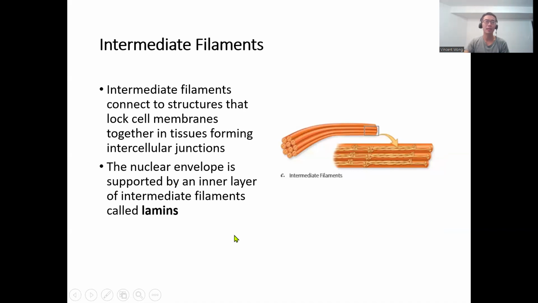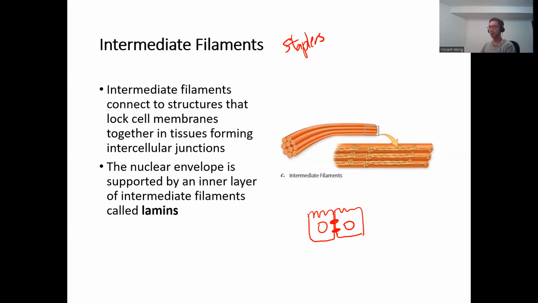All right. Next, we have the intermediate filaments. Think of them as staplers. There are places in the body where you would have two cells, one cell here, another cell right next to it, and you want to staple them together so things don't leak between them. Can you think of a place in the body where you don't want things to be leaking out? What structure? You want to keep the content in place so it's not going to leak all over the place.